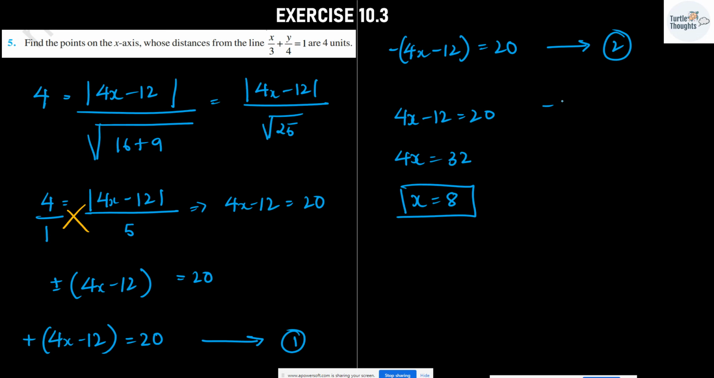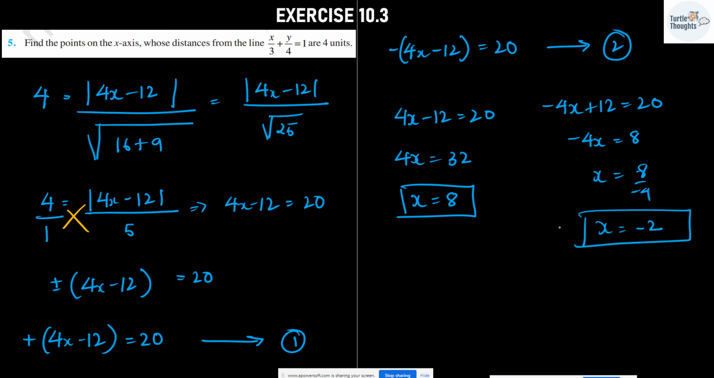Similarly, solving this, I will be getting minus 4x plus 12 is equal to 20. Minus 4x is going to be equal to 8. x is going to be 8 over minus 4. x is going to be minus 2. So the value of x is 8 and also minus 2.